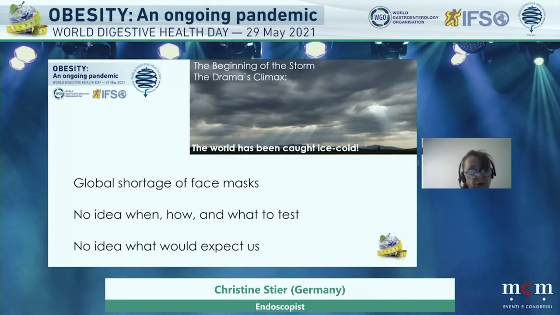Unbelievable from today's view. At that time, we had no clear idea, let alone knowledge of who to test, when to test, how to test, and last not least, what to test. Indeed, we had no idea at all what would expect us. Everyone spoke of the COVID pneumonia, not realizing that thrombosis, strokes, heart attacks, and gastrointestinal complaints would be just a part of the clinical picture.